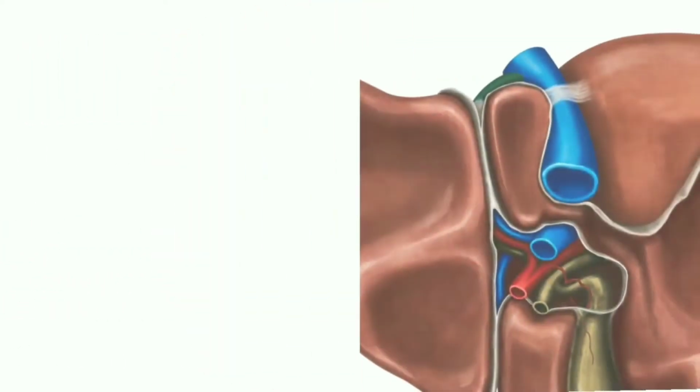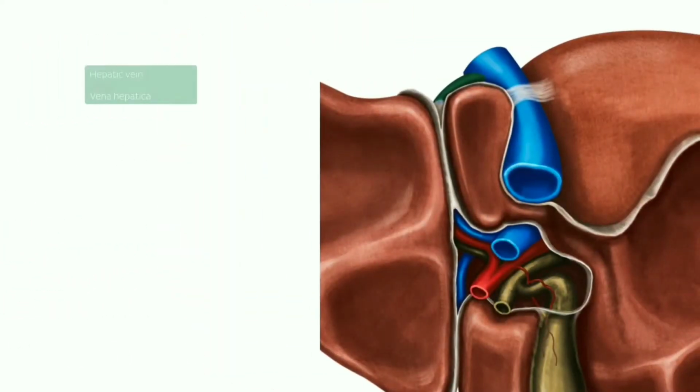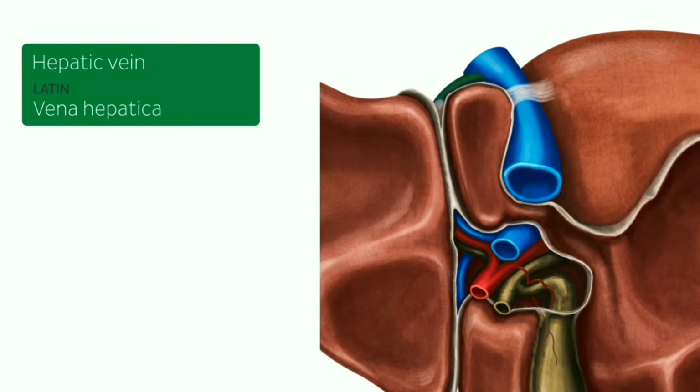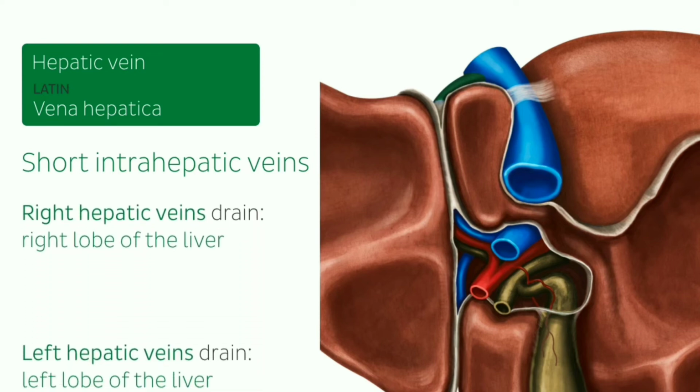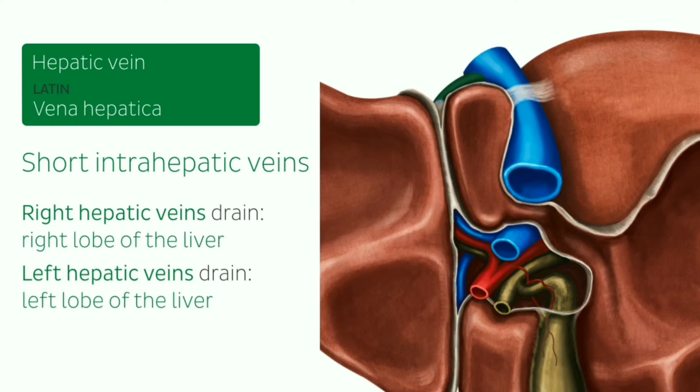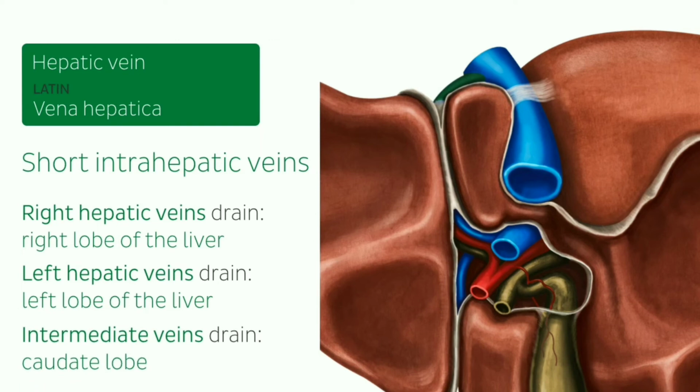As I mentioned previously, the portal veins are not to be confused with the hepatic veins. The hepatic veins that we see in this image are short intrahepatic veins that drain blood from the liver into the inferior vena cava. The right hepatic vein drains blood from the right lobe of the liver, and the left hepatic vein drains blood from the left lobe of the liver. And the intermediate veins drain blood from the caudate lobe. It is important to note that the hepatic veins do not contain valves.